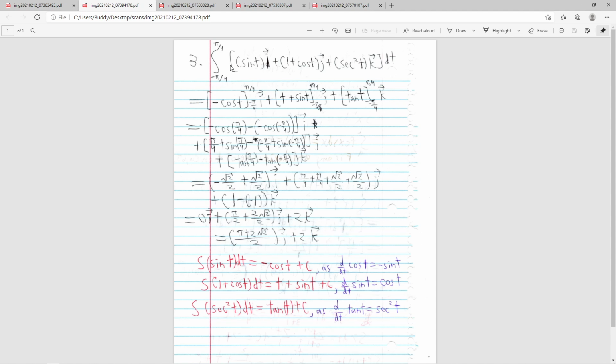So the integral of sine t is negative cosine t, while the integral of 1 is t, and the integral of cosine t is sine t. And that's because the derivative of sine t is cosine t, and the derivative of negative cosine t is sine t. These go in reverse, and then of course the derivative of tangent t is secant squared t, so the integral of secant squared t will be tangent t. With trig functions, it's literally just reverse. It isn't anything fancy.